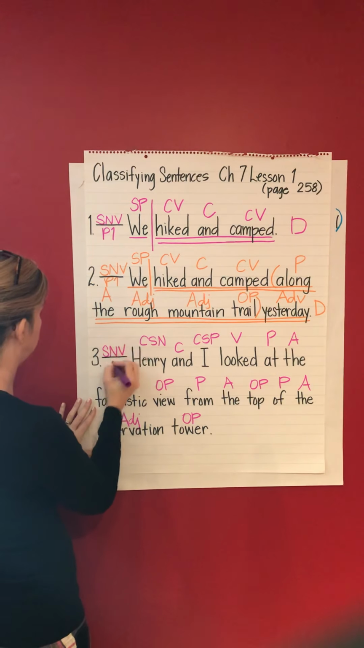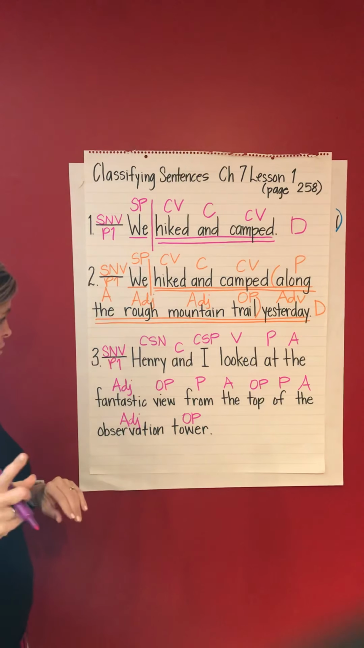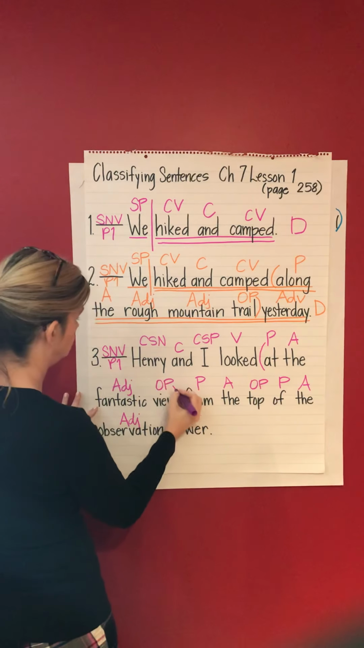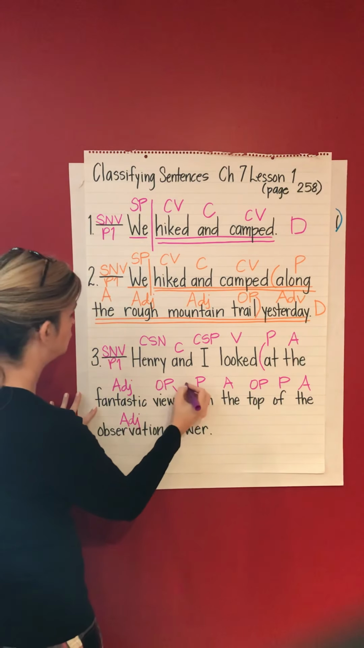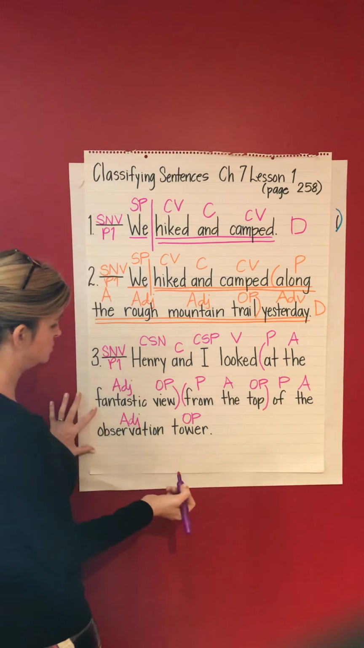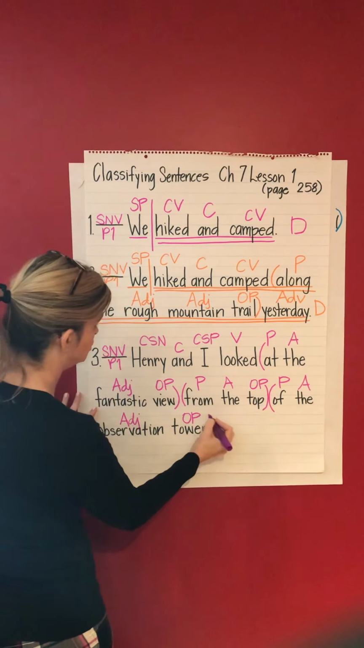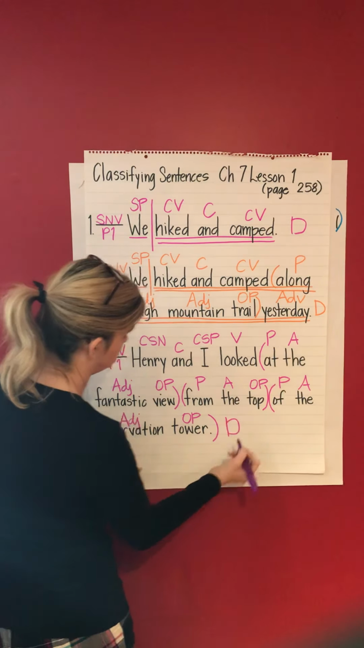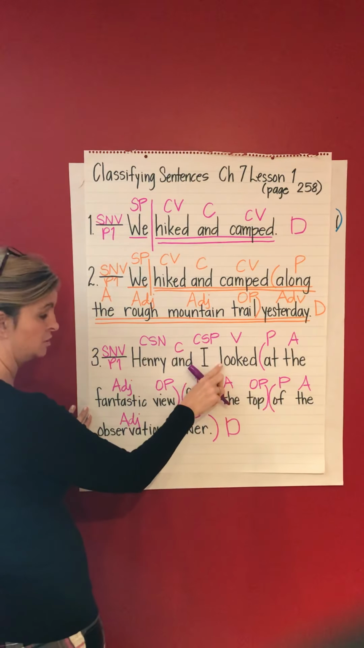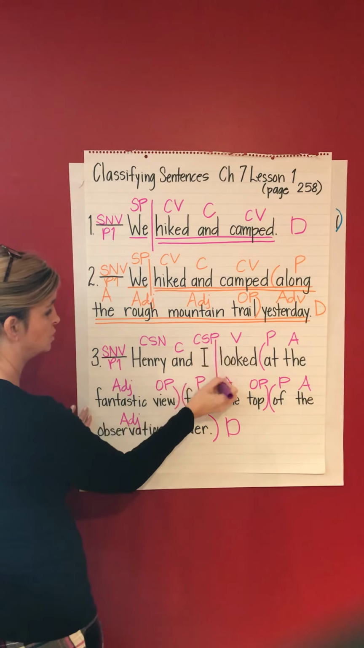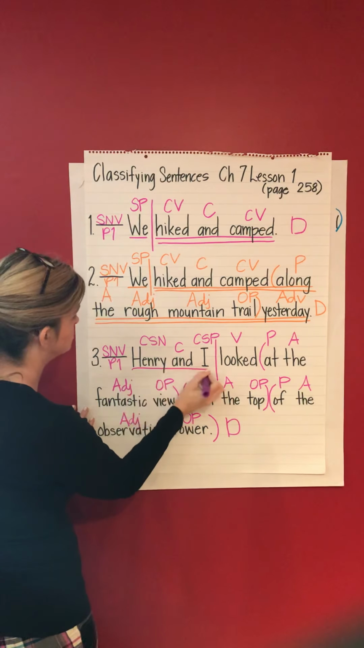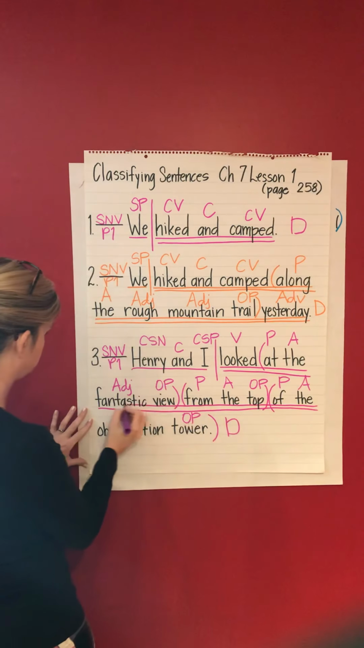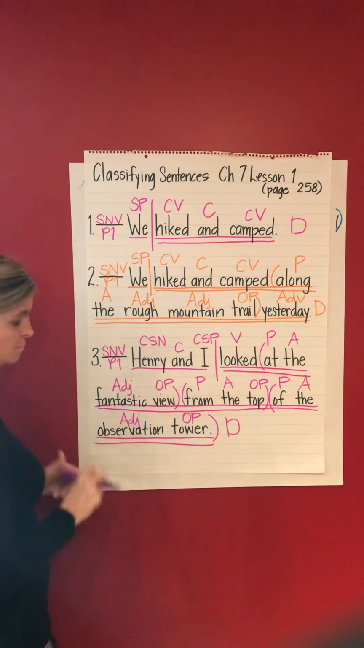Subject, noun, verb, pattern 1. Skill check. Look for prepositional phrases. At the fantastic view, prepositional phrase. From the top, prepositional phrase. Of the observation tower, prepositional phrase. Period, statement, declarative sentence. Go back to the verb. Divide the complete subject from the complete predicate. Underline the complete subject once and the complete predicate twice. And there you have it.